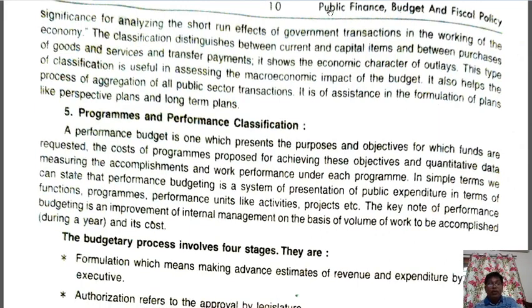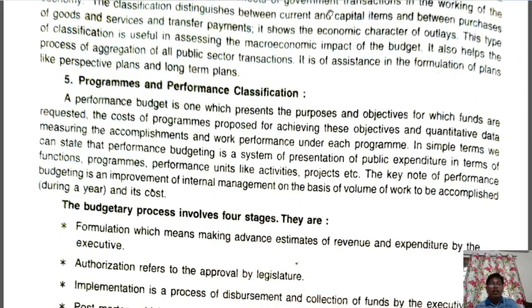A performance budget is one which presents the purpose and objective for which funds are required, the cost of the program proposed for achieving this objective, and quantitative data measuring the accomplishments and work performance under each program. This is the budget classification.